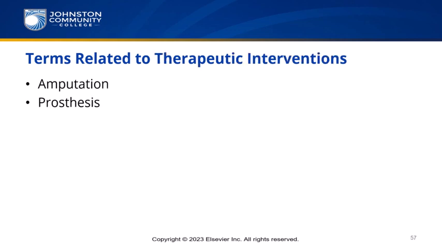Let's look at some terms related to therapeutic interventions. So here we have amputation, which is the removal of a limb when there are no feasible options to save it. An artificial body part that is constructed to replace the missing limbs, eyes, or other body parts is called a prosthesis. The plural form is prostheses.